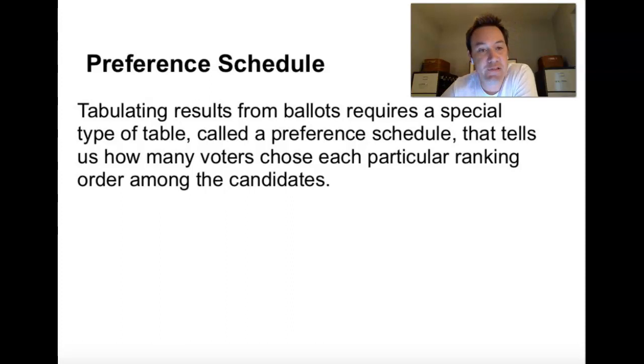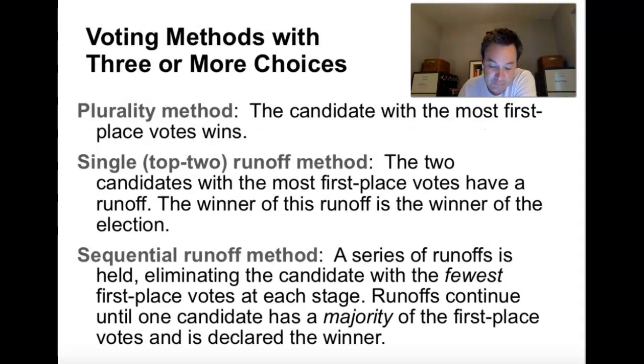All right, preference schedules. Tabulating results from ballots requires a special type of table. We call that a preference schedule, and that tells us how many voters chose each particular ranking order among the candidates. All right, so as mentioned, if there's only 2 candidates, the most simple voting method is majority rule, but that's not the case in most elections in the United States. So we're going to go over some important voting methods for situations where you have 3 or more candidates.